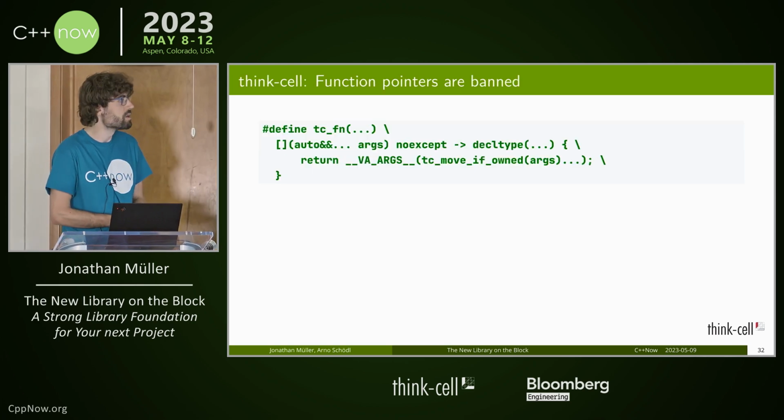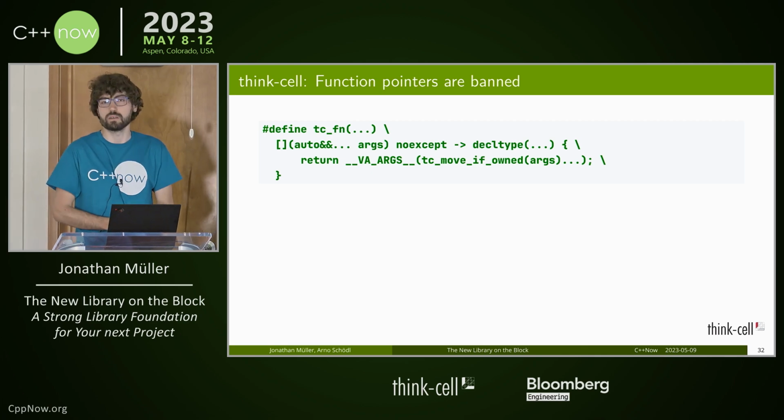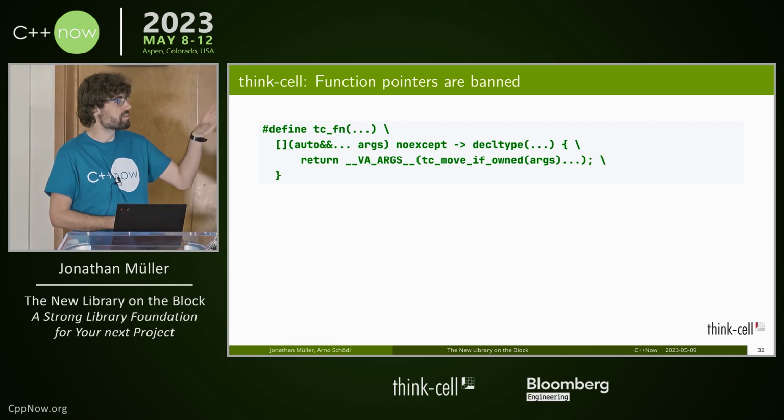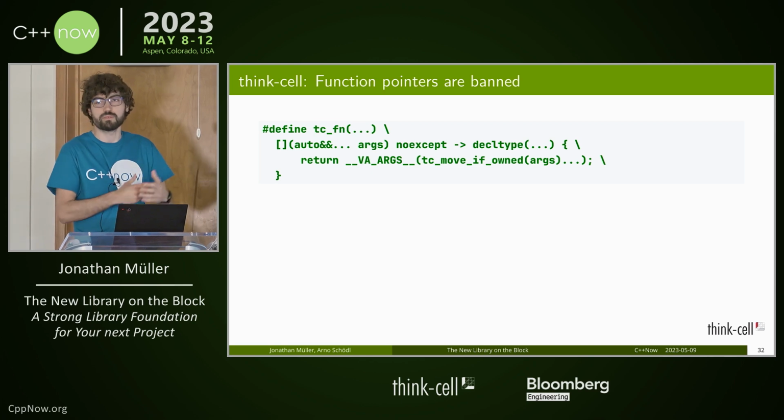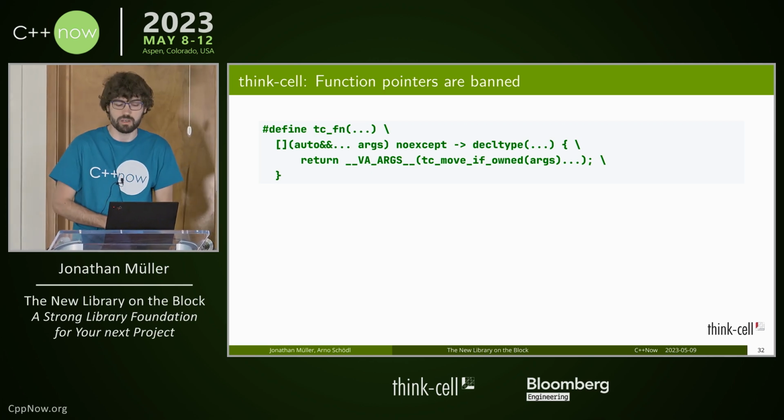Instead, we do what many people do. We have a macro to lift a function pointer into an overload set. Right? So given some callable, just create a macro that creates a lambda that perfectly forwards all arguments.